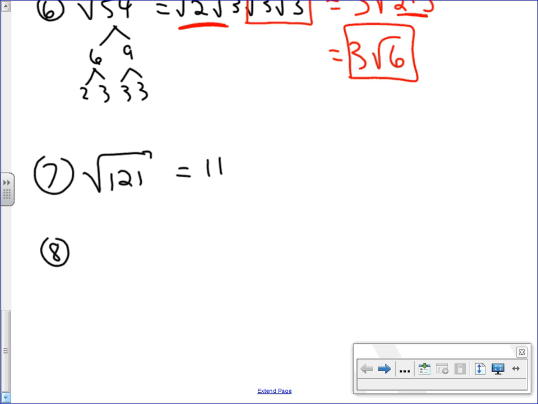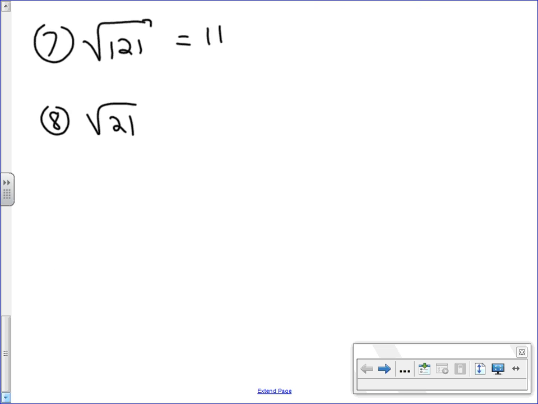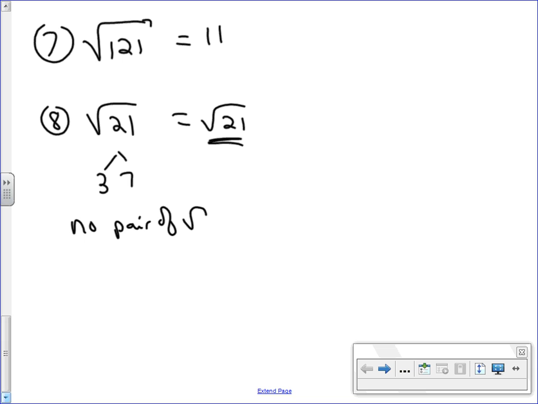And the last thing I want to remind you about is that you can't always pull something out of the radical. If you do a factor tree for 21, you get 3 times 7. There's no pair. There's no pair of square roots here. So since nothing can come out, there's nothing you can do to it, and it cannot be simplified.